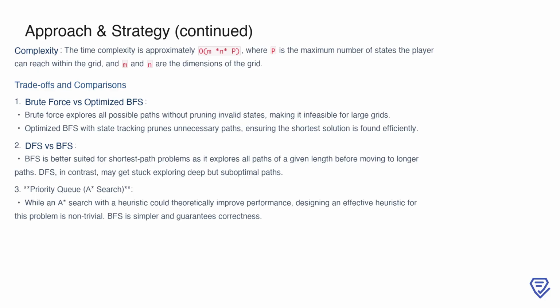While a priority queue-based approach like A* search could theoretically improve performance, designing an effective heuristic for this problem is not straightforward. BFS, by contrast, is both simpler and guarantees correctness, making it a more practical choice.